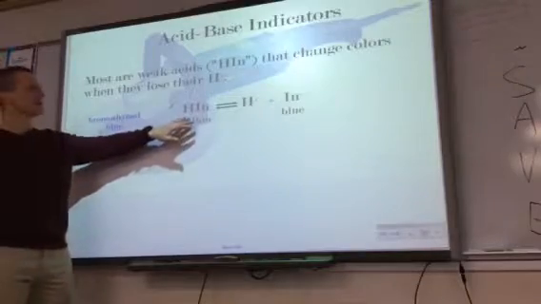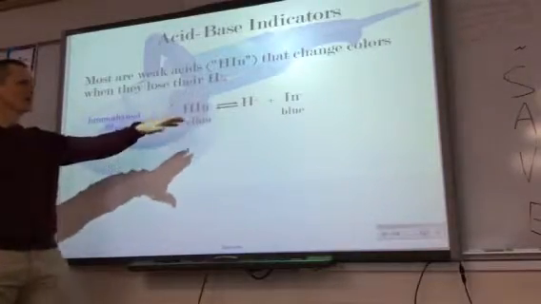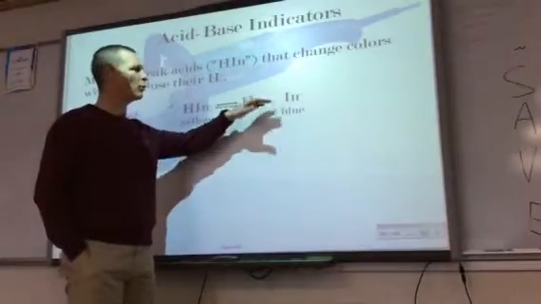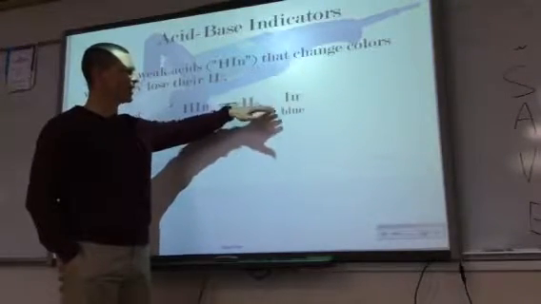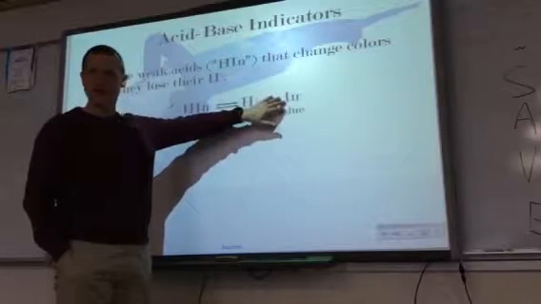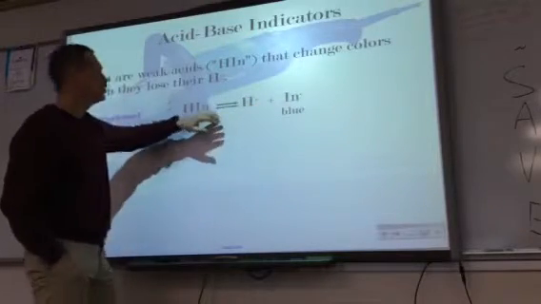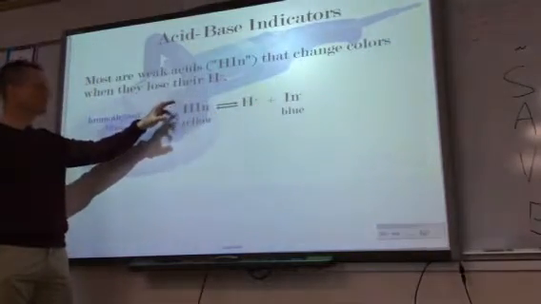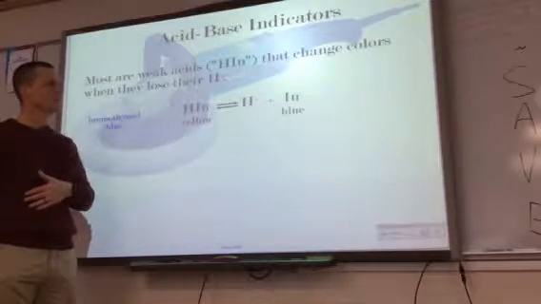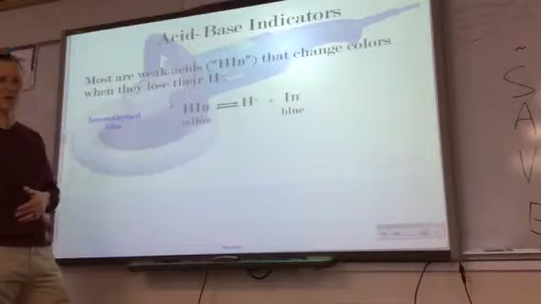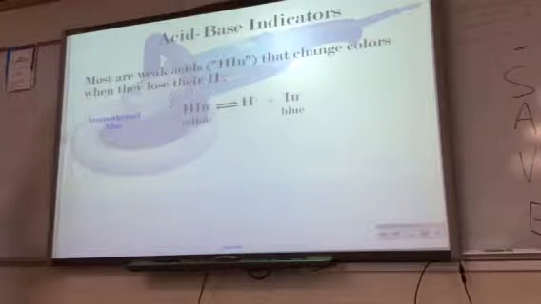The way it works is like this. When it's in a base, the indicator doesn't have its hydrogen on it, and without the hydrogen, it's blue. When it gets into an acid environment, it puts its hydrogen on, and it's yellow. That's the way indicators tend to work. They'll be a different color with their hydrogen on them than they are without their hydrogen on them. Because almost all indicators are weak acids themselves.